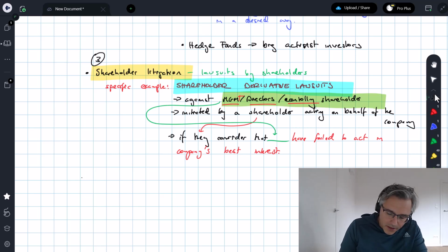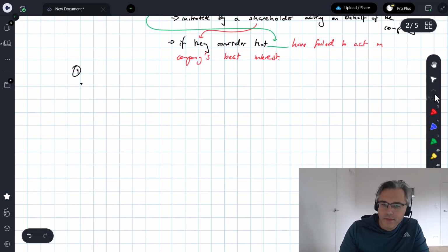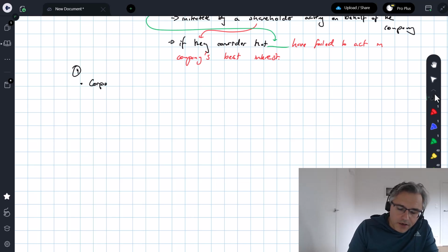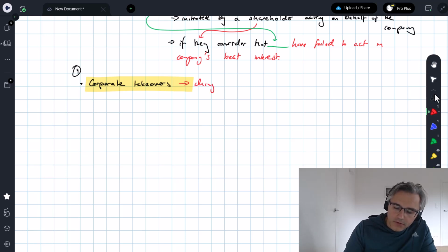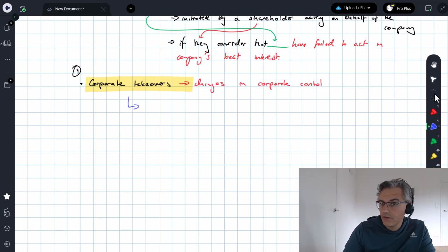Now, another one is, so a fourth mechanism from the group of shareholder corporate governance mechanisms, and this, by the way, is the biggest group, are corporate takeovers. So obviously a corporate takeover is all about affecting a change in corporate control. And once again, a few terms that you need to know in connection with this concept.